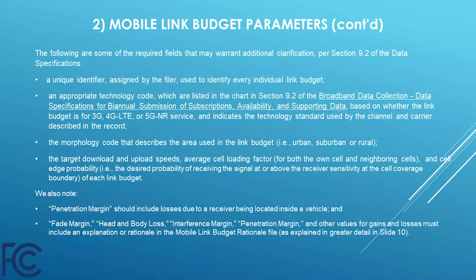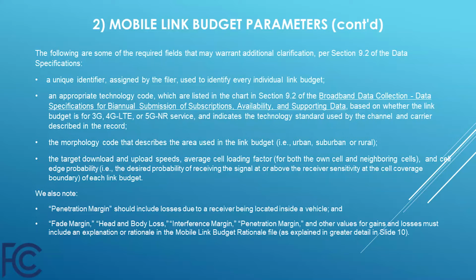The morphology code that describes the area used in the link budget, i.e. urban, suburban, or rural. The target minimum download and upload speed, average cell loading factor for both the owned cell and neighboring cells, and the cell edge probability, i.e. the desired probability of receiving the signal at or above the receiver sensitivity at the cell coverage boundary of each link budget. We also make special note of the following link budget fields.